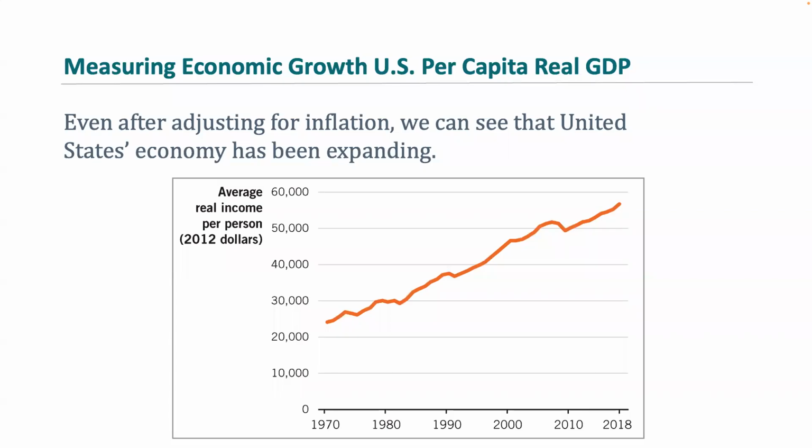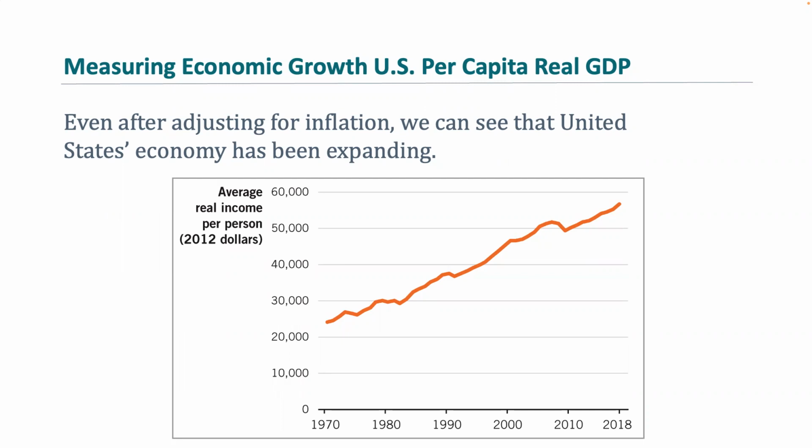Hello everyone. In this video, we're going to talk about GDP per capita and its applications. The figure above, 6.1, shows the change in inflation-adjusted GDP per capita for the United States from 1970 to 2018. During this time frame, real GDP per capita rose about 1.8% per year on average.